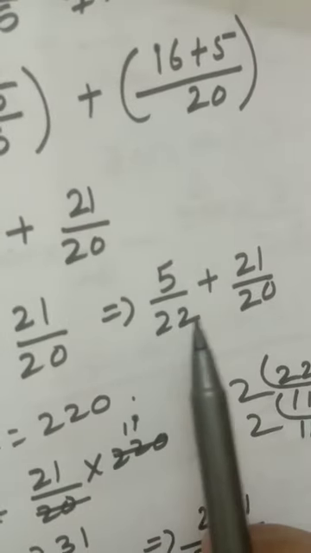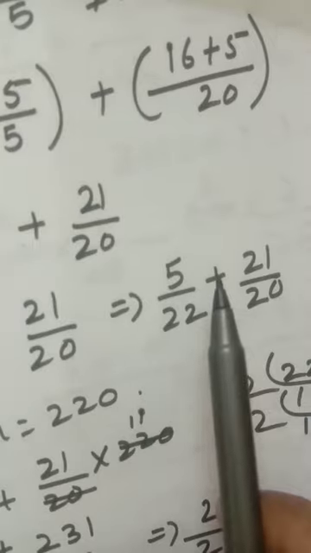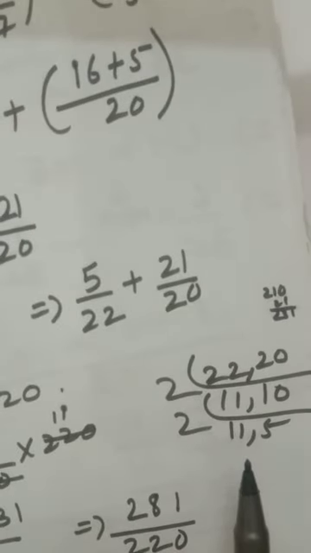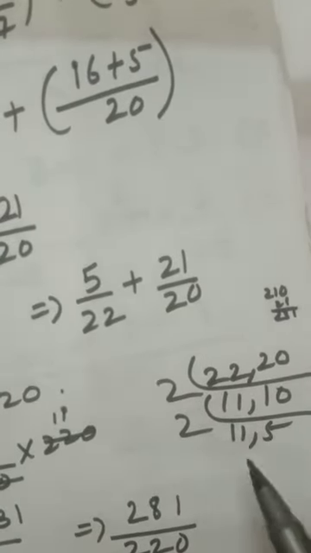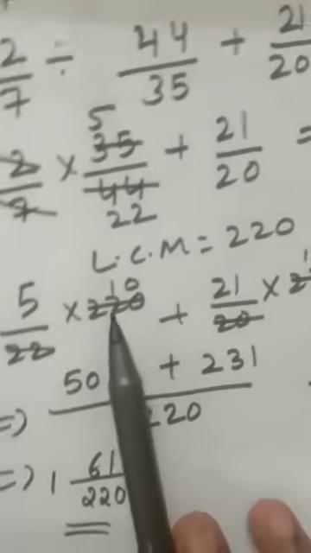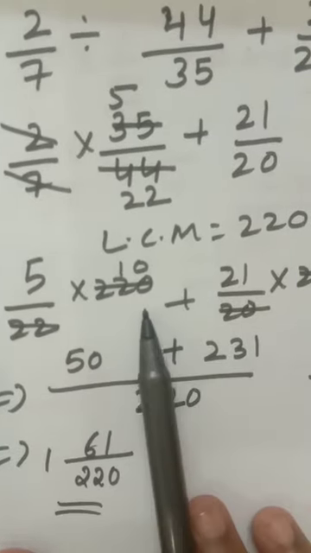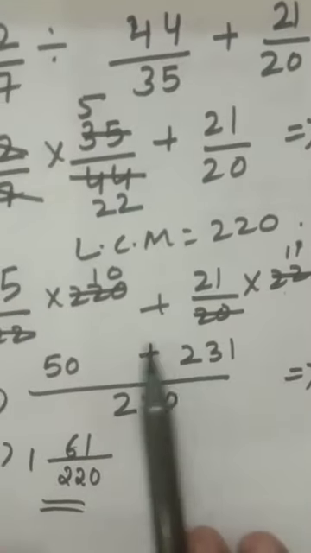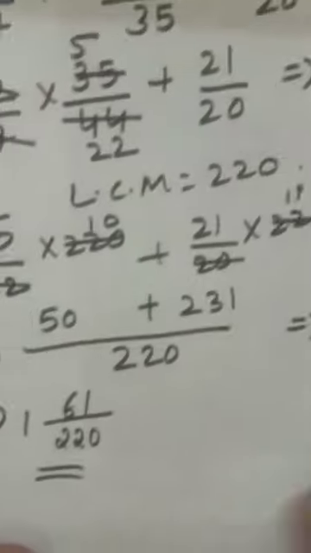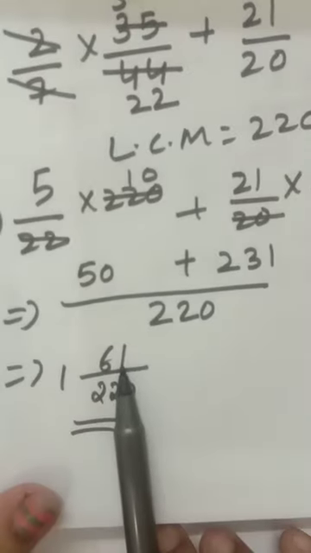22 and 20, addition. You have to take the LCM. Yes, cross multiplication, the LCM is 220. After getting the LCM, you have to multiply each fraction with the LCM, and the common LCM is 220. Add it and divide, you will get the answer.